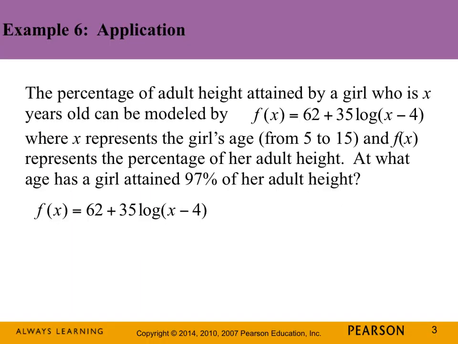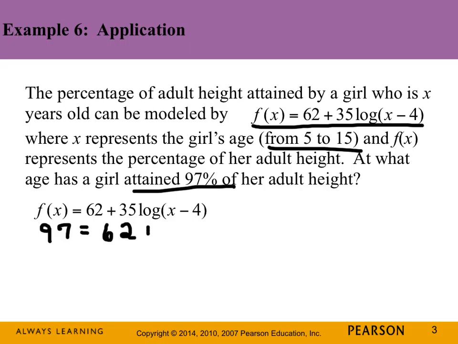And we have another application problem for example 6. The percentage of adult height attained by a girl who is x years old can be modeled by this function, where x is the girl's age between 5 and 15, and f of x is the percentage of her adult height. And they want to know when a girl has attained 97% of her adult height. So the percentage is your f of x, so we say 97 equals 62 plus 35 times the log of x minus 4.